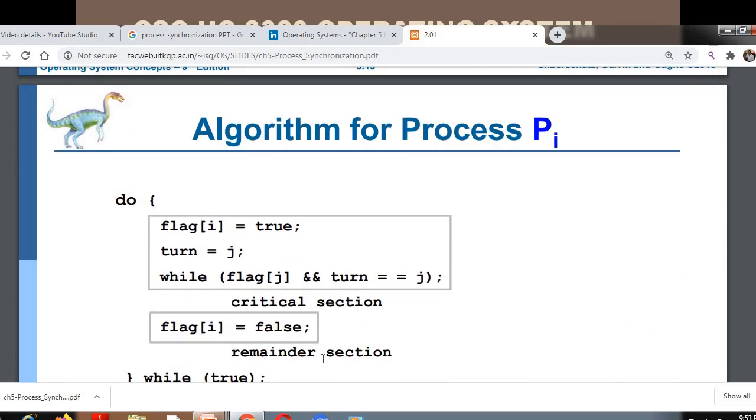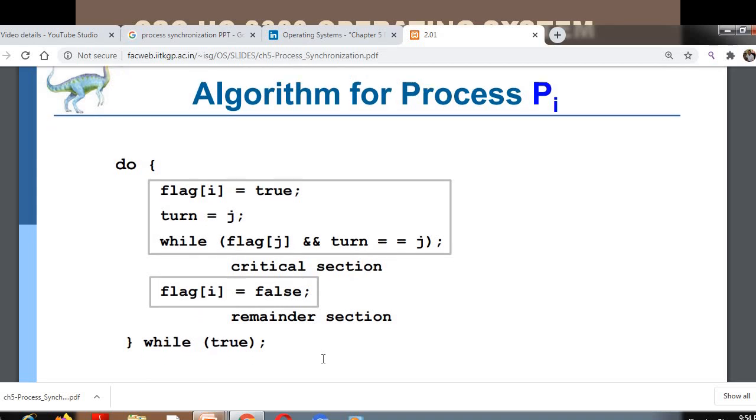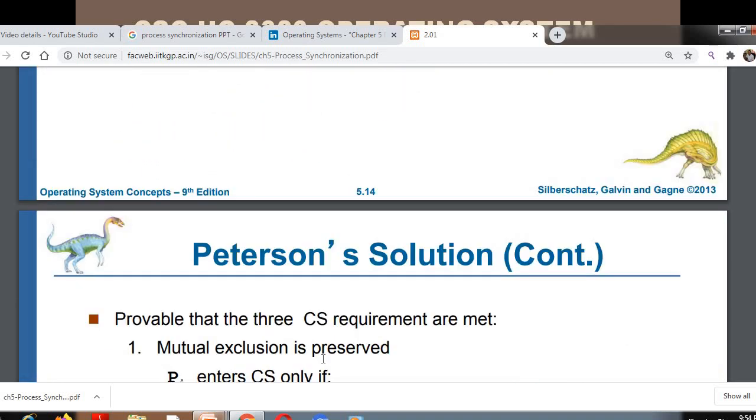Then do: flag[i] = true, turn = j, while flag[j] and turn equal to j. Then critical section, process in critical section. Then flag[i] equal to false, then remainder section, while true. This is the solution of the critical section problem.